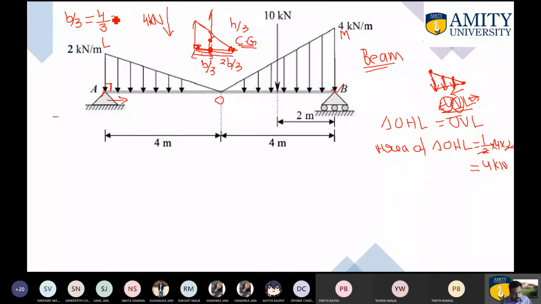So if you do the calculation with the help of a calculator, all of you are having the calculator, the answer will come out as 1.333. So you are required to move along the right side a distance which is equal to 1.33, and after that you are required to apply this particular load which is 4 kilonewton.